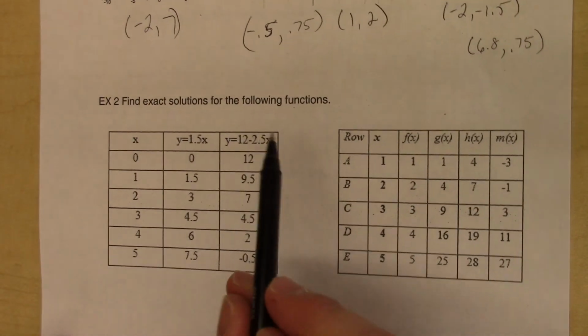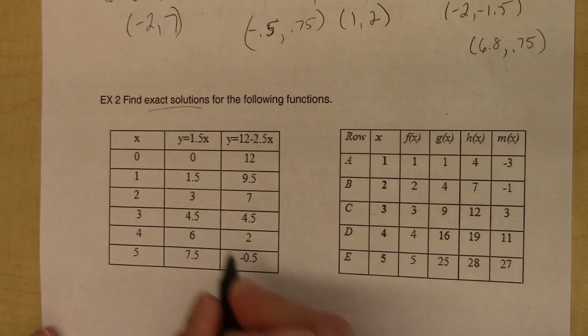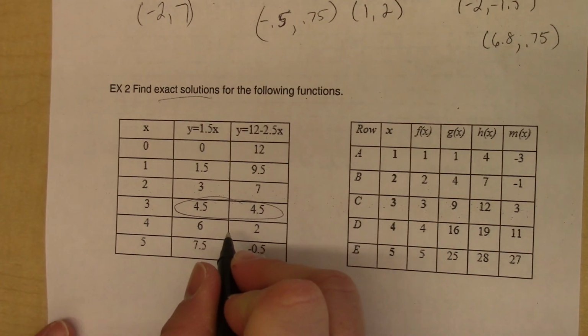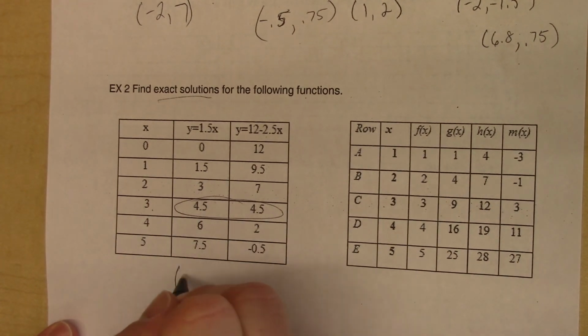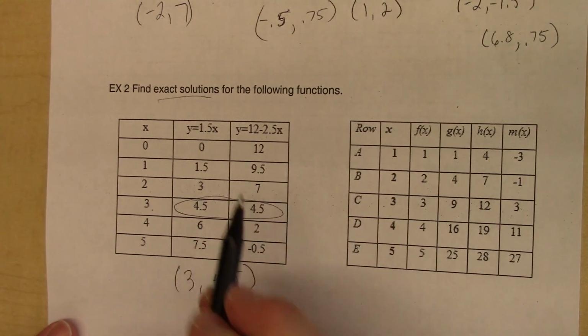So where are their exact solutions, right? Well, you're going to look for where, obviously, are they equal, which is right here, right? Obviously. So what is that solution? Well, it's (3, 4.5). Right? And it is for this one too. And you kind of check it, right?